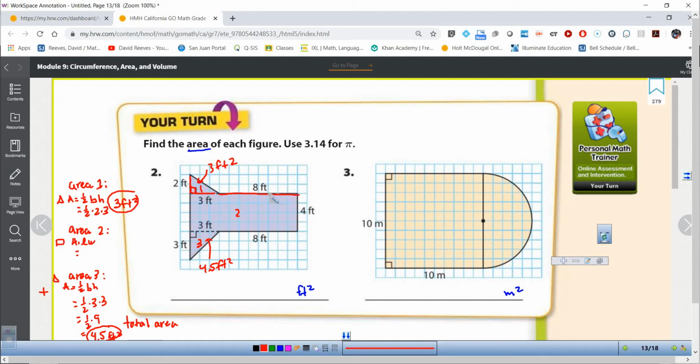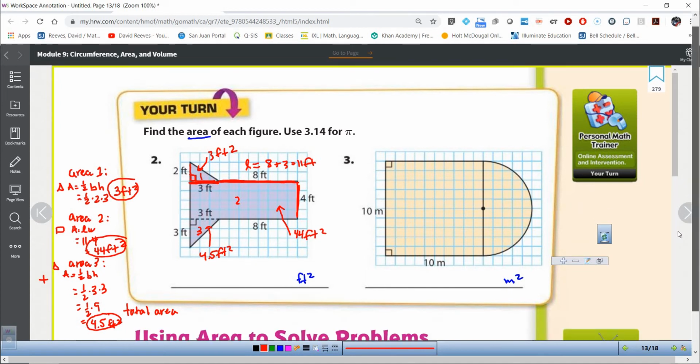8 is only this part right here, right? That part right there is 8. What else do we have to include for this rectangle? We have to include that 3 right there, right? So the length of the rectangle is not 8. The length is 8 plus 3, or what? 11 feet. All right, the height is in fact this length here, which is 4. So we need to do 11 times 4, and we get 44 square feet. So the area of this rectangle is 44 square feet.